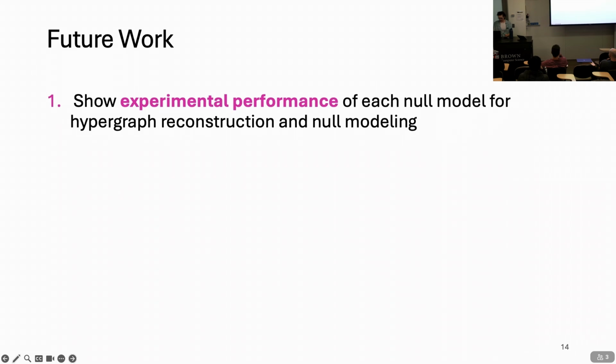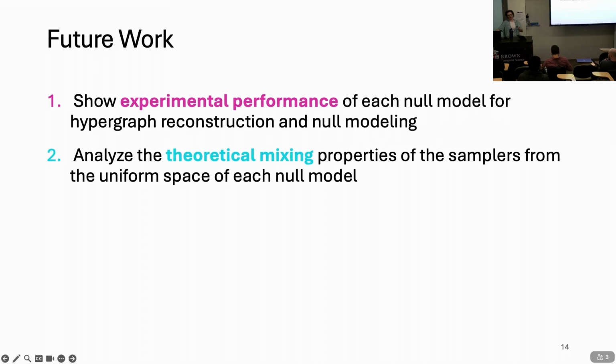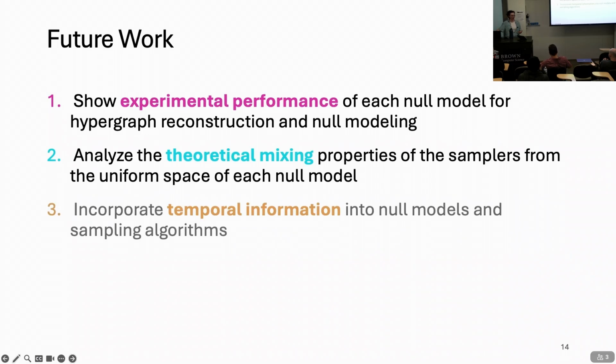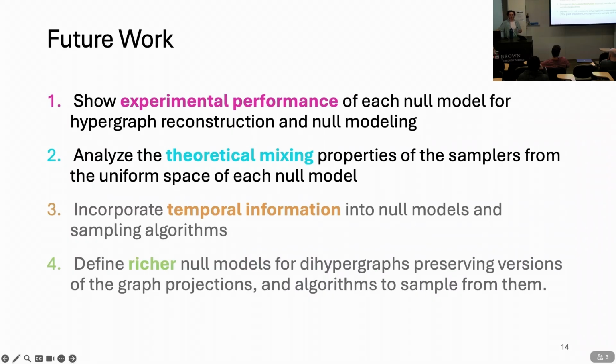Okay, great. Then future work. We want to look at the experimental performance of both the reconstruction and the null modeling applications of these null models. We want to analyze the theoretical mixing properties of the samplers. Hopefully we can, but it's definitely hard. And then some future work that we probably won't do, but is still interesting, is incorporating temporal information. A lot of these projections do have them, into our null models and sampling algorithms, and just defining generally richer null models for this space and algorithms to sample from them.